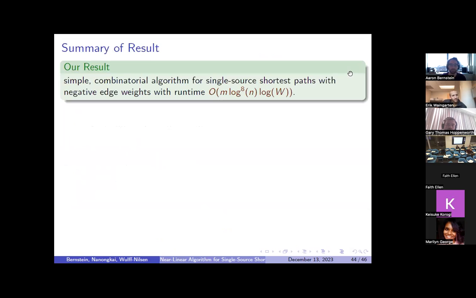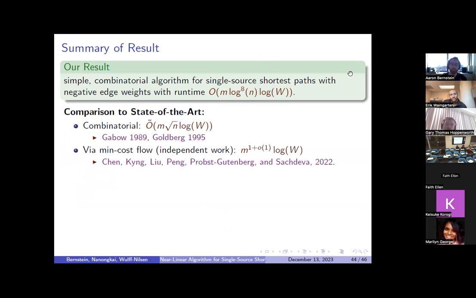Okay, so basically we show a relatively simple combinatorial algorithm for this problem of negative weight shortest paths. And so to compare to what came before, previous combinatorial algorithms were all stuck at m root n. And then there's this other line of work using heavier machinery and dynamic algorithms that was able to solve this more general problem, min cost flow, in almost the same running time, but a bit slower.